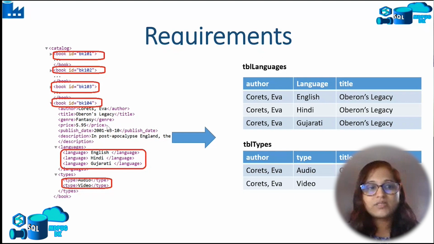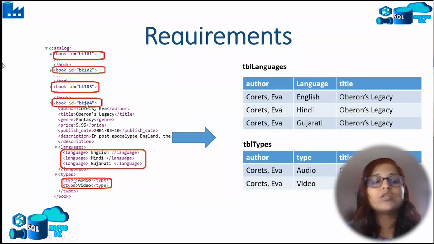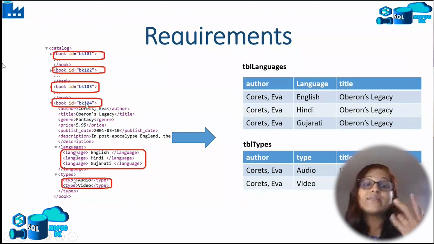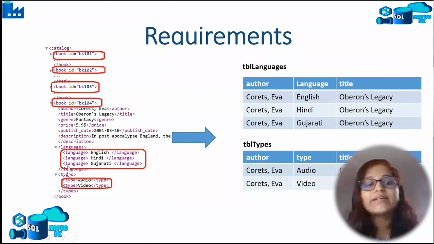So these are my requirements. I have a catalog and I have four elements: book 1, book 2, book 3, and book 4. They all have two other objects: languages and types. The language element has 3, 2, 1 or 0 items, and the same goes for types, which has 2, 3, 1, 0 or n number of items. My requirement is to have a denormalized output.